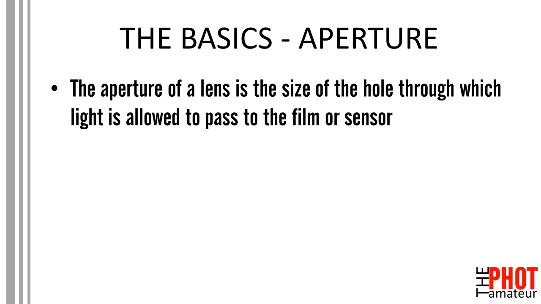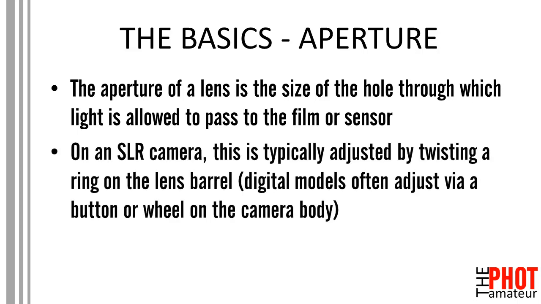Now, this size can be varied, and on an SLR camera, it's typically adjusted by a ring that goes around the barrel of the lens. It's usually a knurled, textured ring, and you can twist it in one direction to make the hole smaller, and in the other direction to open the aperture up. Digital models, though, quite often adjust electronically. There'll be a button or a wheel on the body of the camera that you turn, so it's not normally on the barrel of the lens.